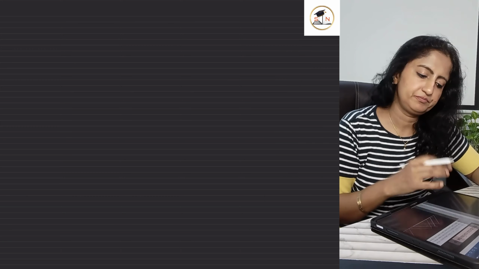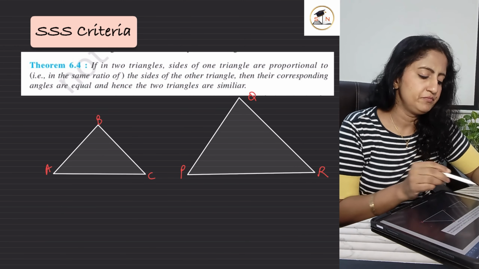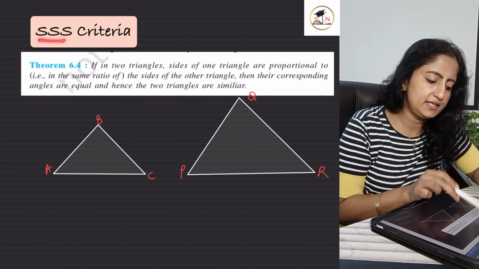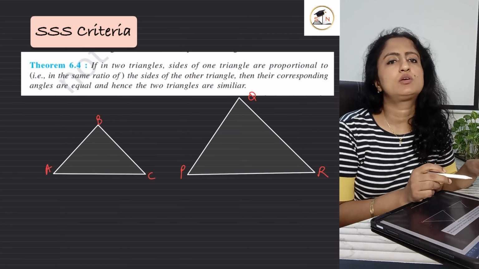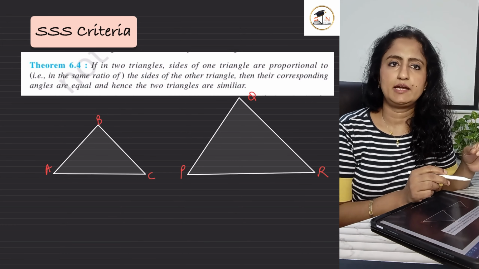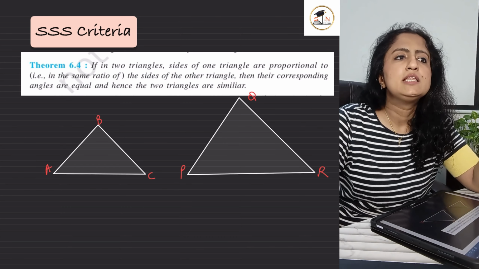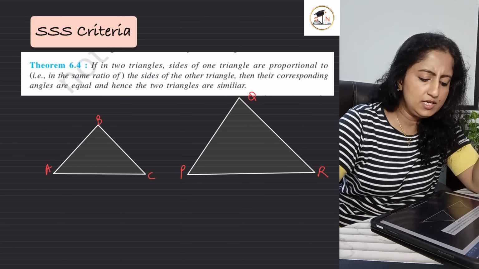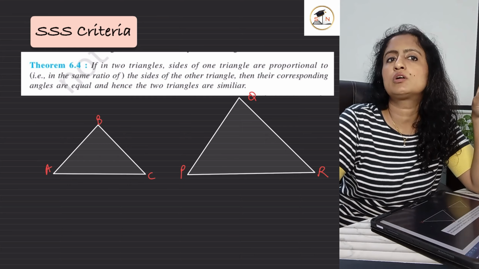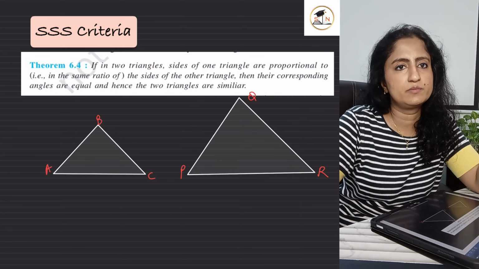So, now, the next criteria. We have the triple S criteria. Triple S means we are talking about side, side, side. One thing that I forgot to discuss: these criteria are actually quite similar to the congruency criteria, right?